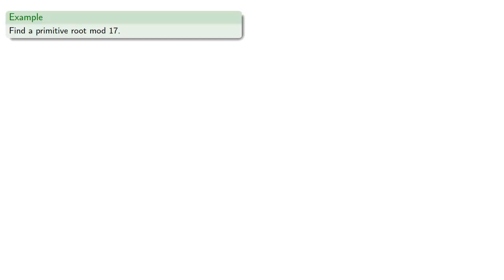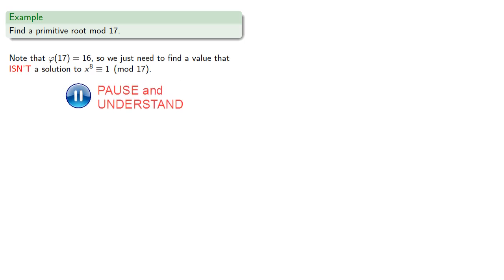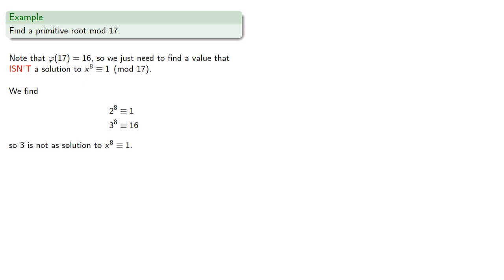For example, let's try to find a primitive root mod 17. Note that phi of 17 is 16, so we just need to find a value that isn't a solution to x to the 8th congruent to 1. And we find 2 to the 8th, well, that's 1. 3 to the 8th is 16, so 3 is not a solution to x to the 8th congruent to 1. So 3 does not have order 1, 2, 4, or 8, which means it must have order 16, and it's a primitive root.